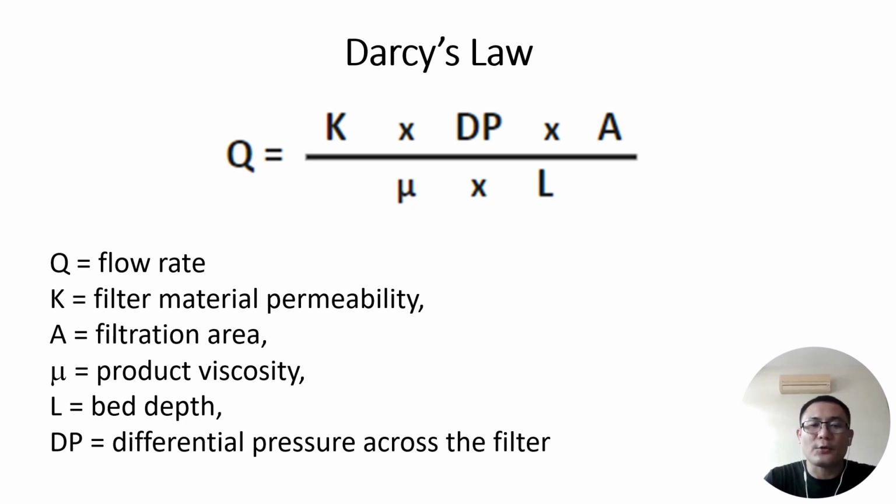The flow rate Q is directly proportional to the filter bed permeability K, differential pressure dP, and filtration area A. The flow rate Q is inversely proportional to product viscosity mu and bed depth L. By applying Darcy's law, we can design and optimize the sterile filter system to achieve desired performance and efficiency.